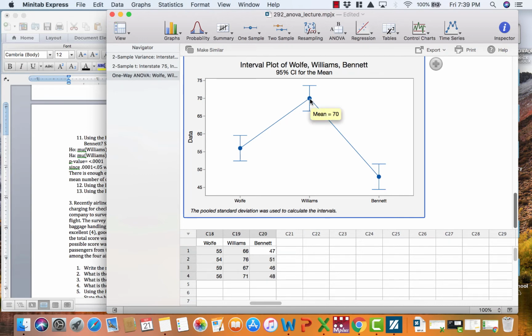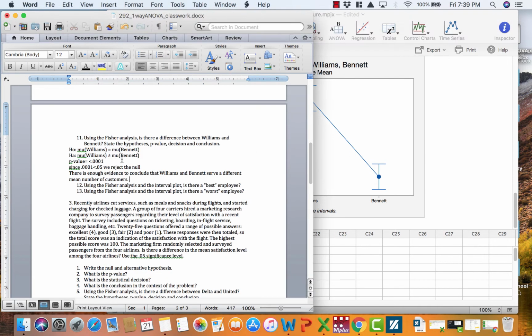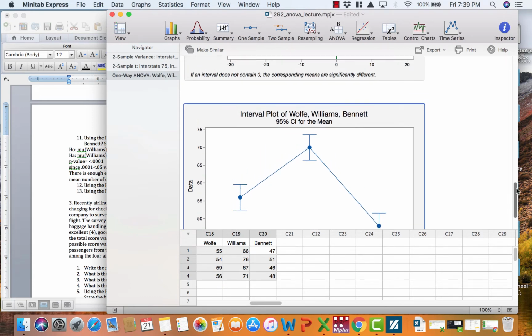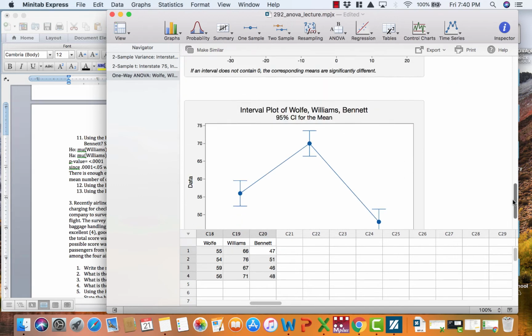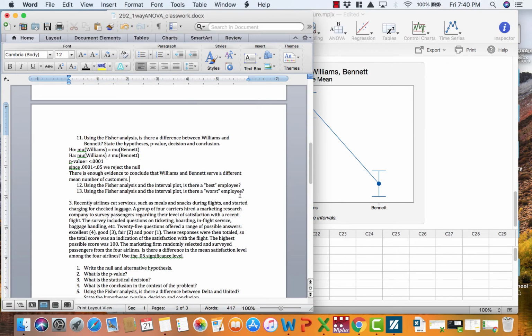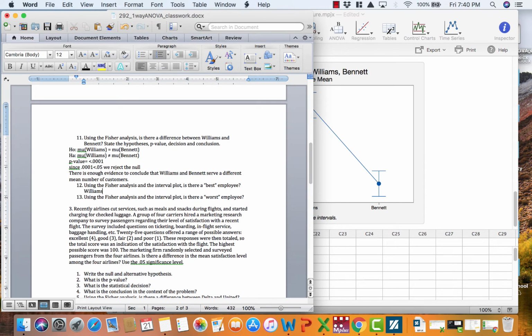But before you can say Williams is the best, you have to make sure that Williams is significantly different from Wolf and Bennett. We already know from our t-test that Williams is different than Bennett. We also need to look at Williams and Wolf. That p-value is also 0.001, which is significant. So since the first p-value here and the last p-value here are both less than 0.05, and Williams sits atop everybody, we can say that Williams is the best employee.